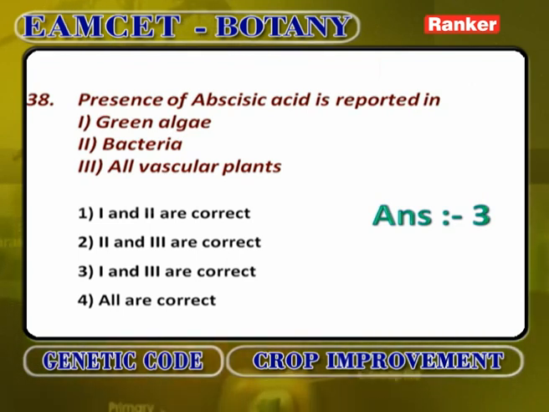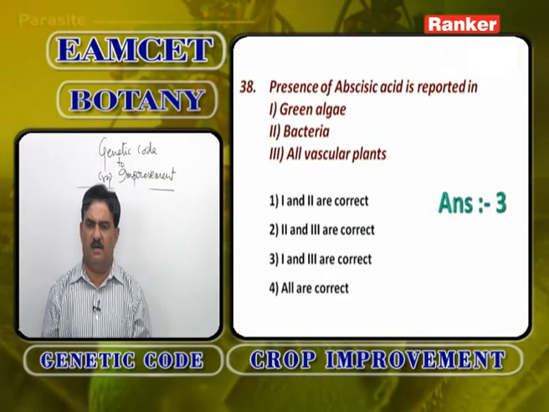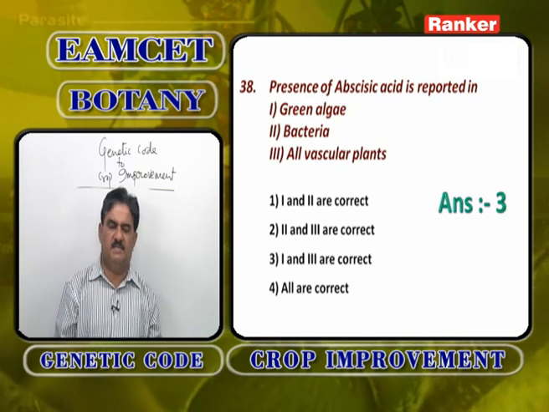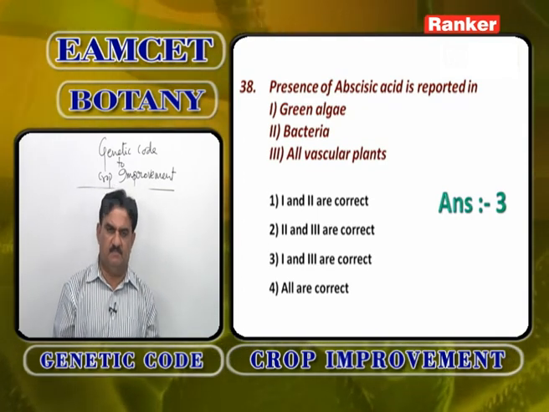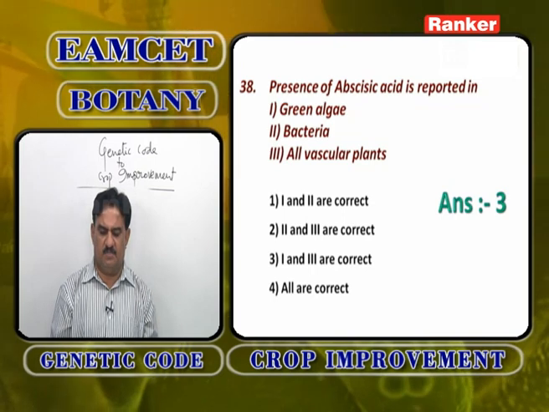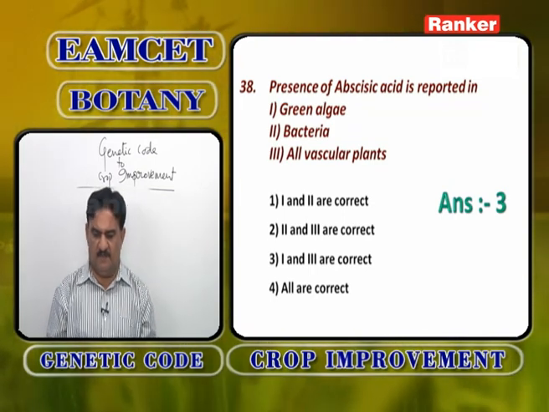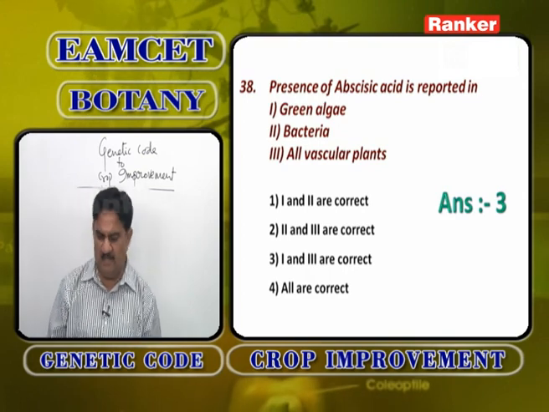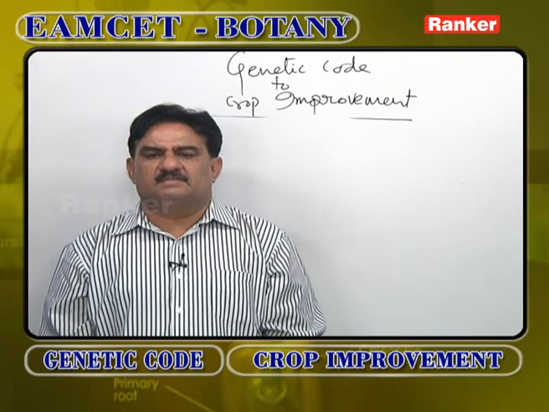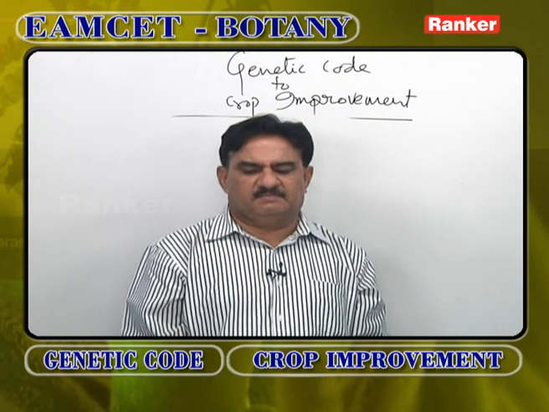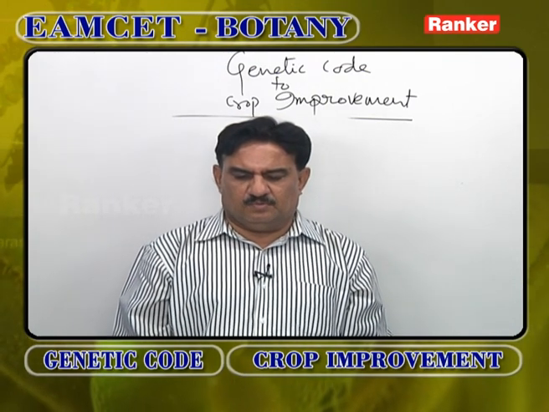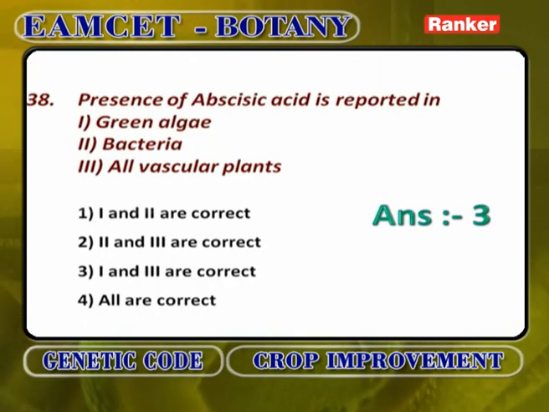Presence of abscisic acid is reported in which? Abscisic acid is reported in green algae. Abscisic acid is reported in all vascular plants. Abscisic acid is completely absent in bacteria. Root system and bacteria do not show abscisic acid. So the presence of abscisic acid is reported in green algae and in all vascular plants, and it is completely absent in bacteria. So the answer is 1 and 3: green algae and all vascular plants show the presence of abscisic acid.